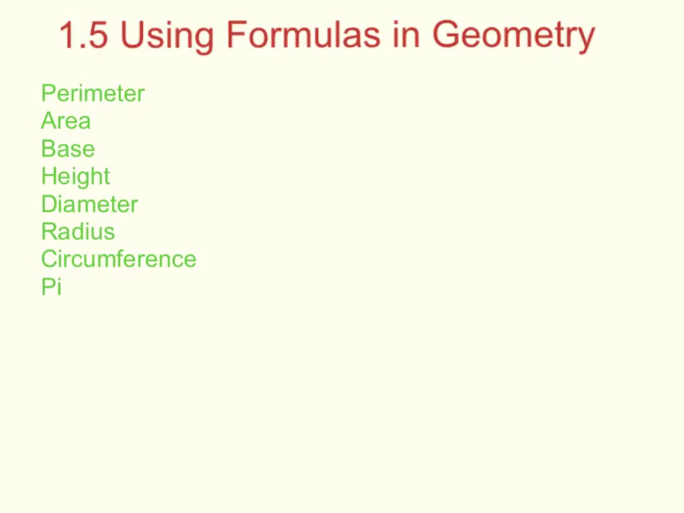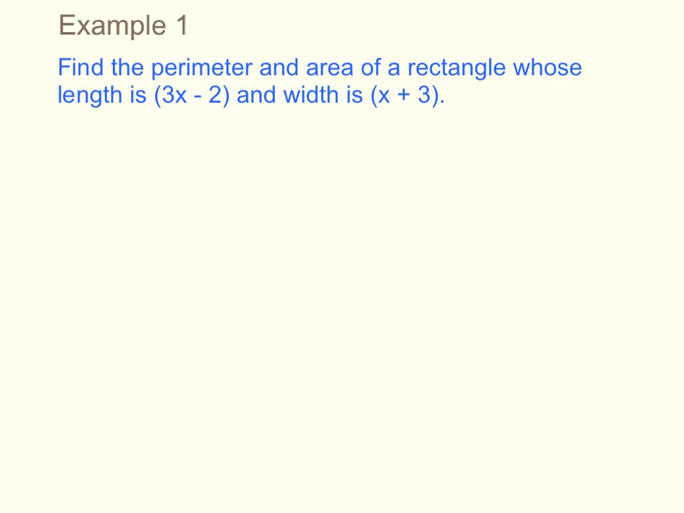So all of this stuff, finding the area of a circle, finding the area or perimeter of a rectangle, a square, a triangle, it's all stuff you've done. So what I'm going to do is just give you some examples that take everything you've done and actually use it in more complex ways. So we're just going to do a few examples. Find the perimeter and area of a rectangle whose length is 3x minus 2 and width is x plus 3.